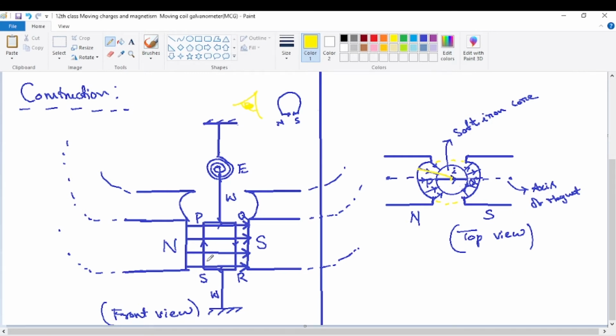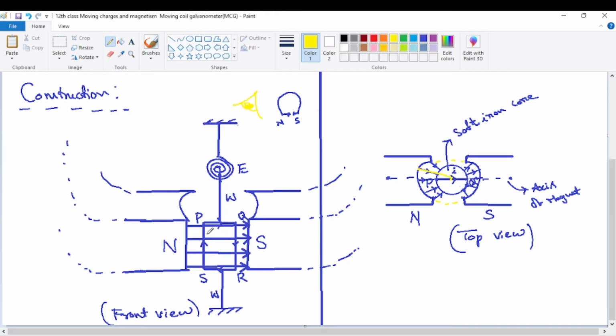The field acting on the vertical sides PS and QR is important because they experience the forces which give rise to the torque or turning effect on the coil. You can check this later after the class, or even now, just pause it a little. Both will be experiencing the same field. So a radial field means that at equal distances from the center, the same field will be acting. That's a very simple, important property of the radial field.